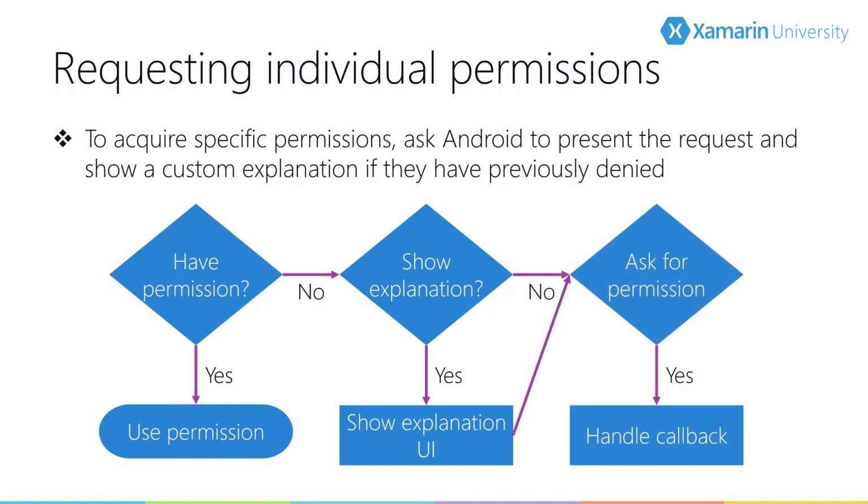Now, whether we showed an explanation or not, we still need to have Android ask the user for permission. From there, the user will give their response to Android, and we handle that response in an activity callback method.